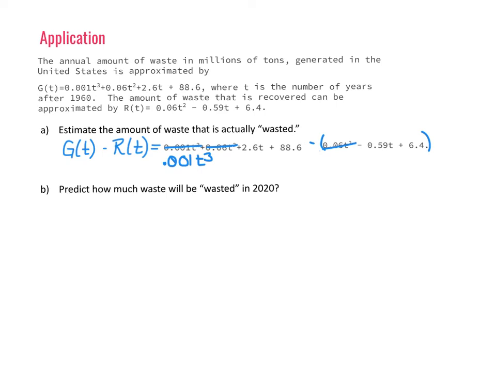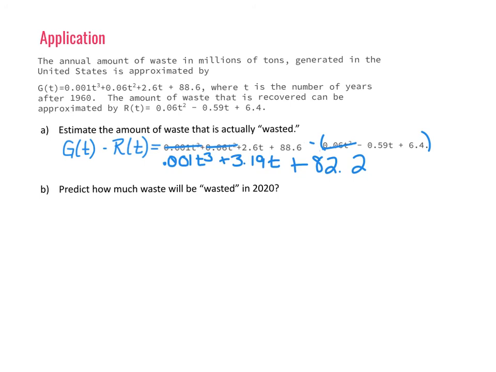So notice in this problem, I didn't distribute the negative first, but you'll still get the same answer if you carefully go 2.6 minus a negative, which is 3.19, and then combine your constants. So we have 88.6 minus 6.4 would be a positive 82.2. So that is the function that would show you the general amount of waste.